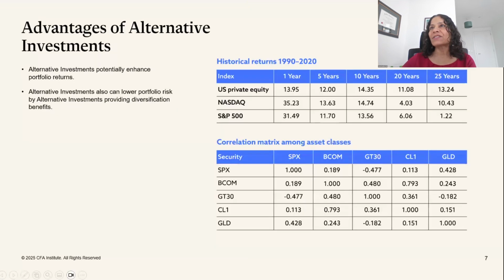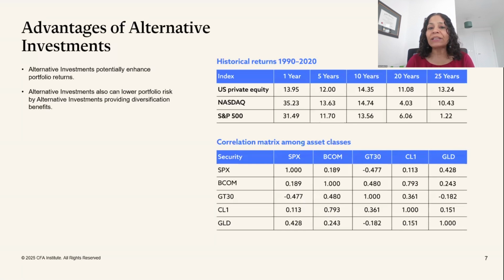Let's talk about advantages of alternative investments. So there are 2 points to emphasize here. First is they can potentially enhance portfolio returns. So if you look on your screens at historical returns from 1990 to 2020, you can see the returns of US private equity over the last 5, 10, 20, 25 years compared to NASDAQ, S&P and S&P 500. We can see superior returns. So one is they can potentially enhance portfolio returns.